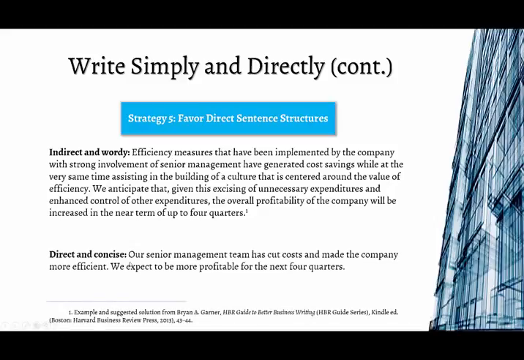One solution given by the source where I grabbed this, which was the HBR Guide to Better Business Writing, which is a good source, by the way, if you're looking for some more examples on conciseness and precision: Our senior management team has cut costs, blah, blah, blah. That's who did what. Our senior management team is the who, and then we have what they did. Very simple, very direct, and we have probably not even a third of the amount of text, so these two sentences have been greatly streamlined. And part of the solution there was switching to that direct sentence structure.